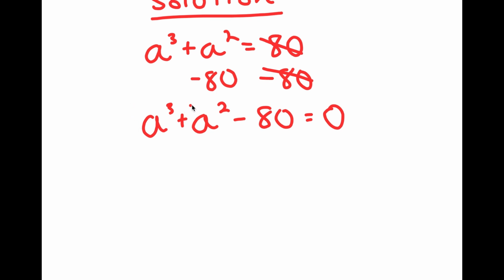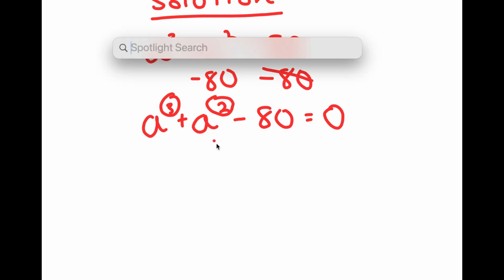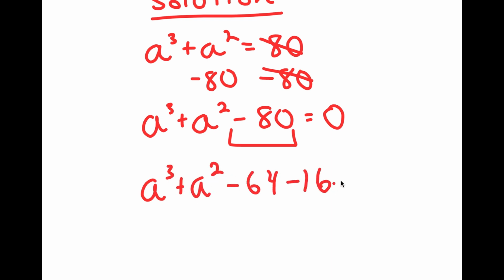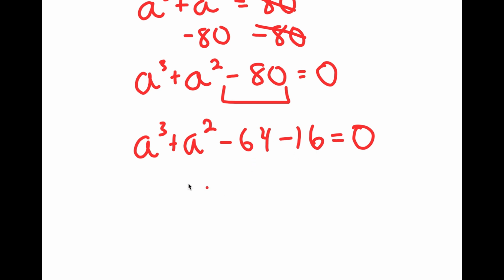What we can't do is use the quadratic formula to solve this because this is not a quadratic equation. We have a power of 3 and a power of 2, and we're also missing a power of 1. So instead, what I'm going to do is rewrite negative 80 as negative 64 minus 16.